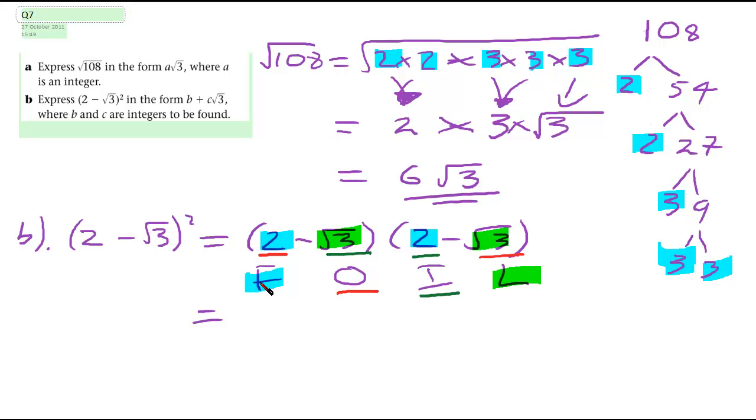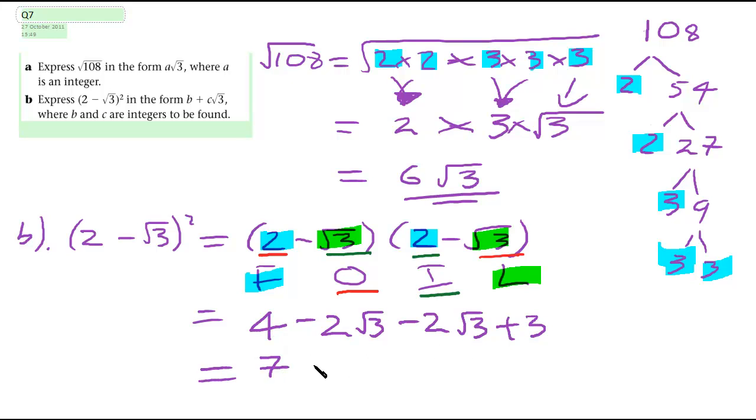So let's do the first two things. 2 times 2 is 4. Outer two things, 2 times minus root 3 is minus 2 root 3. Inner two things, 2 times minus root 3 is another minus 2 root 3. And the last two things, minus root 3 times minus root 3, minus times minus gives me a plus. Square root of 3 times square root of 3 is just 3. Combine these, 4 plus 3 is 7. Minus 2 root 3 minus another 2 lots of root 3 gives me minus 4 lots of root 3 altogether.